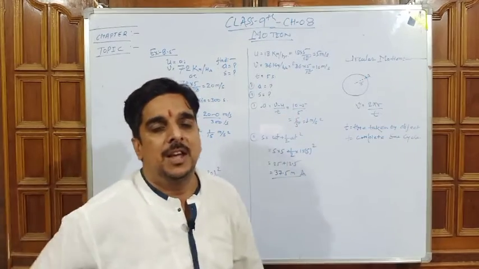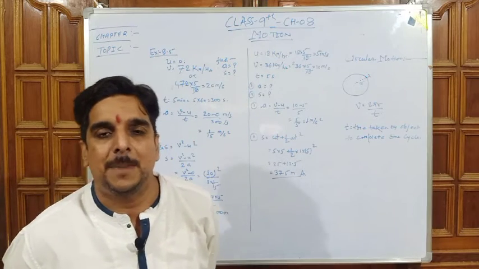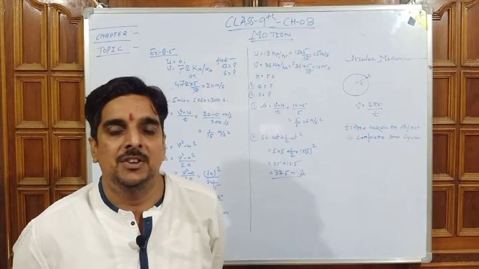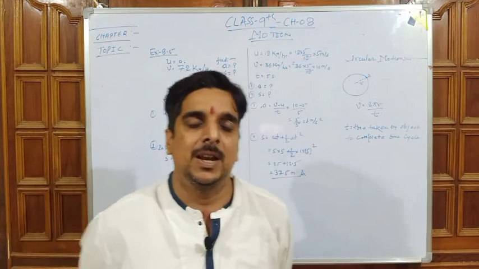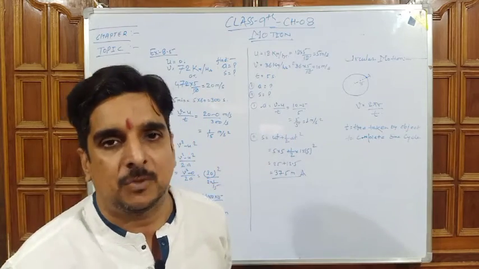So again a is equal to v minus u by t. So v is equal to 10 meter per second minus u is equal to 5 meter per second by total time taken, which is equal to 5. So after sorting out the numerical work, we will find that acceleration is 1 meter per second square.